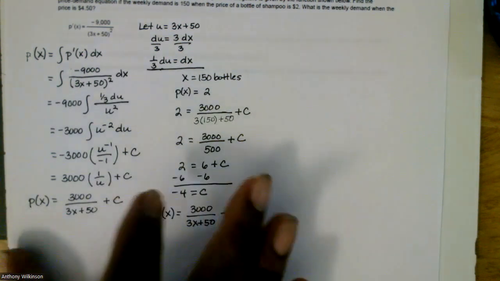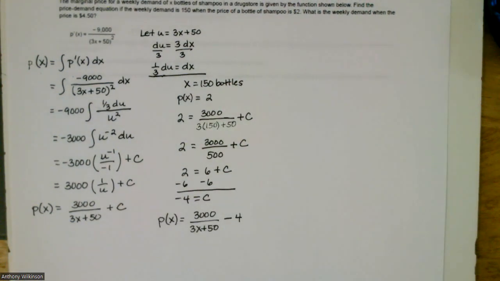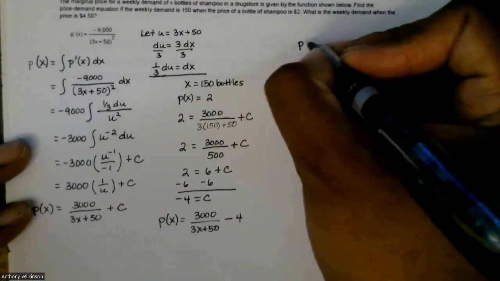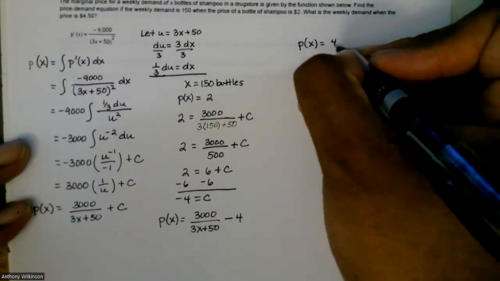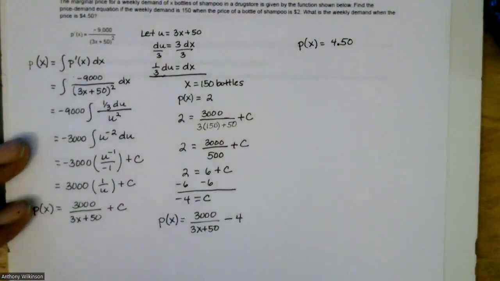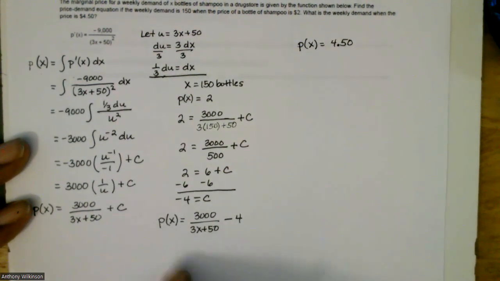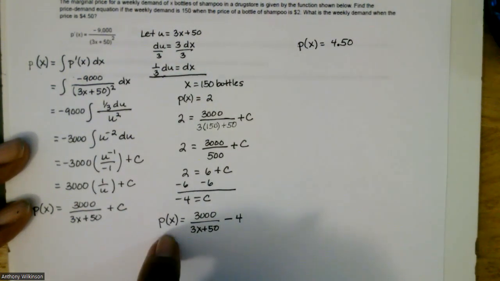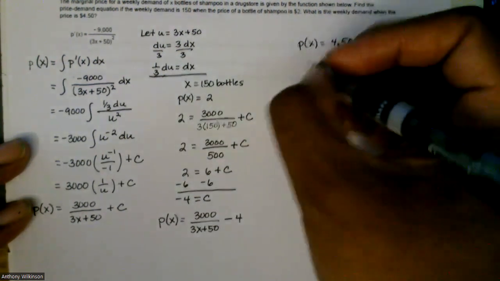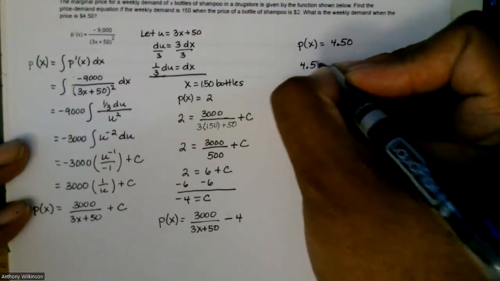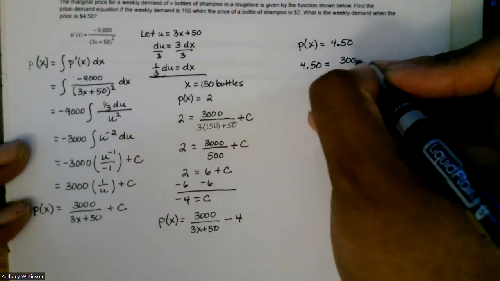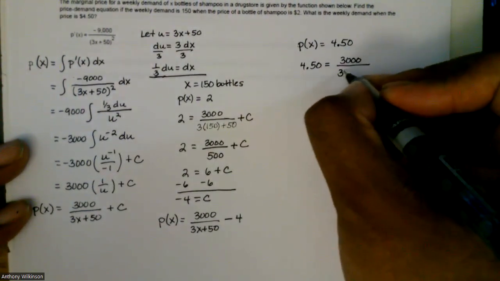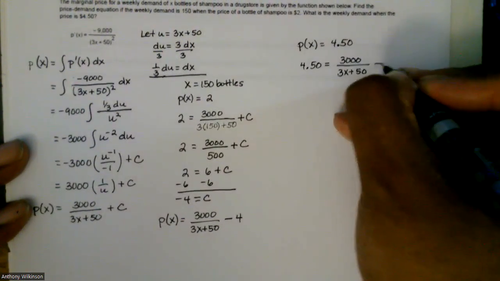Now the other part is, what is the weekly demand when the price is $4.50? So now we know P of X is equal to $4.50. What would be the weekly demand? So we're going to use this P of X formula that we came up with. Replace the P of X with $4.50. So it'll be 4.50 equaling 3,000 divided by 3x plus 50, minus 4.